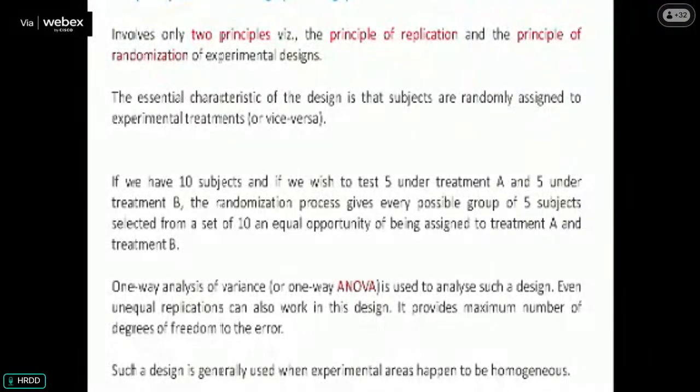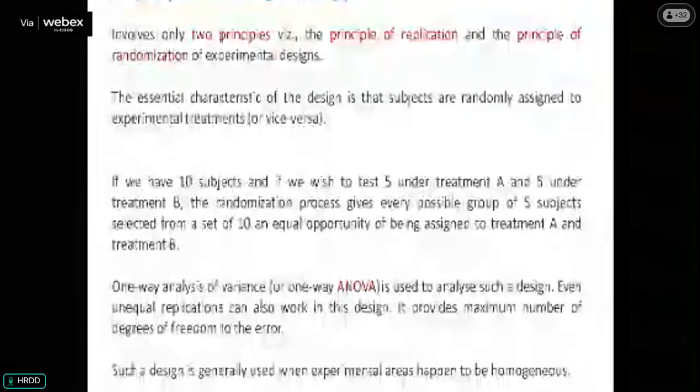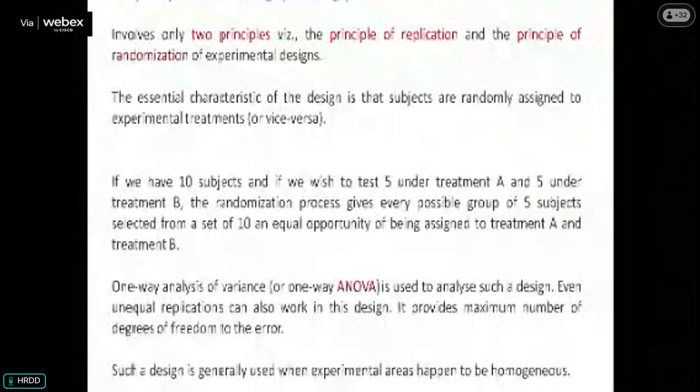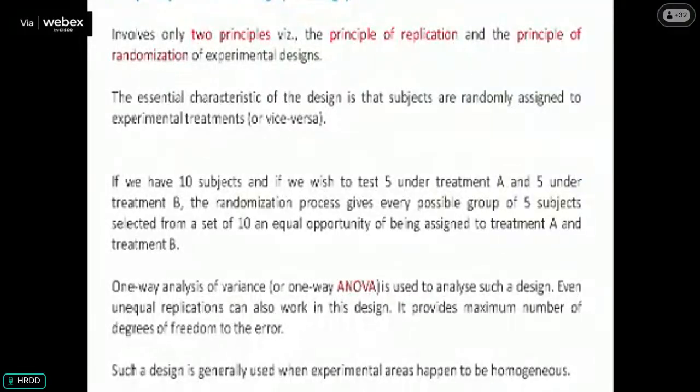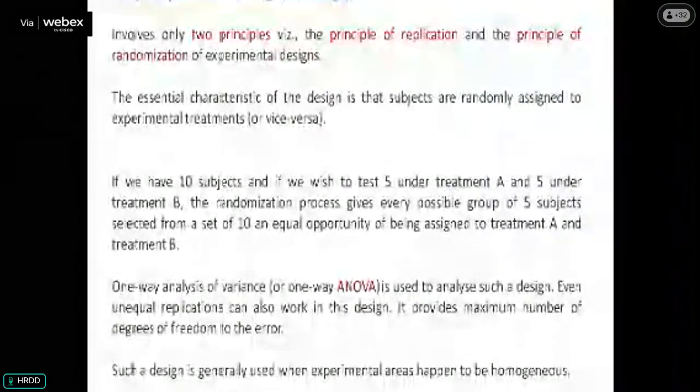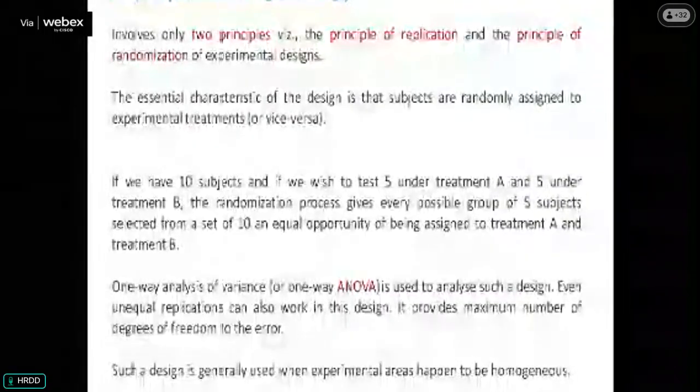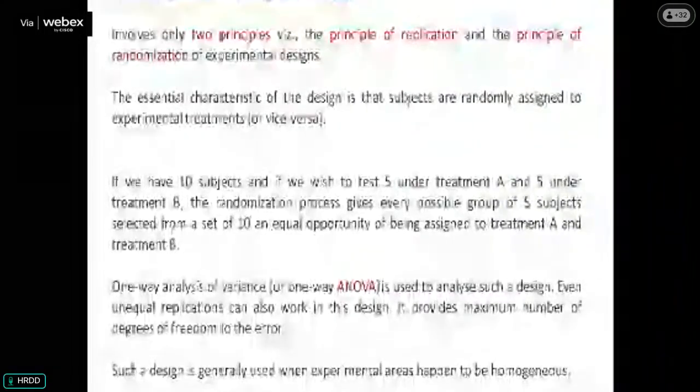The essential characteristic of the design is that subjects are randomly assigned to experimental treatments or vice versa. If we have 10 subjects, and if we wish to test 5 under treatment A and 5 under treatment B, the randomization process gives every possible group of 5 subjects selected from a set of 10 an equal opportunity of being assigned to treatment A and treatment B.